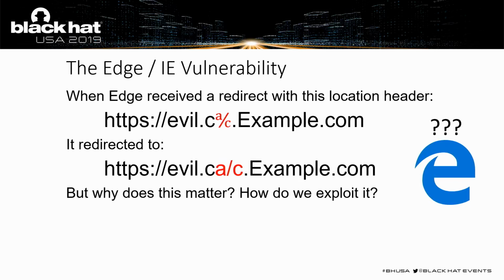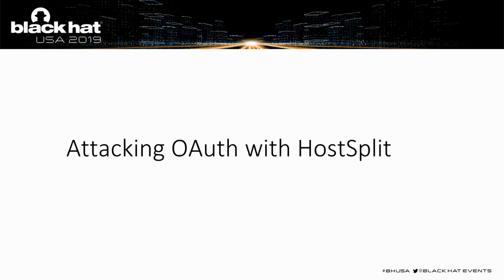So it turns out that some websites will return HTTP response headers using UTF-8. And if Edge encountered an HTTP redirect response, say a 302, where the location header in the response contained Unicode characters, it would normalize those Unicode characters in the response header. So if you had this URL, this evil.c account of .example.com as a location header for a redirect, Edge and IE would actually just go to evil.ca instead. So that's clearly a bug. That's clearly not what you want the browser to do, but why does it matter? How do you exploit that? Well, I'll tell you how you could have stolen OAuth tokens from Office 365 using that vulnerability.